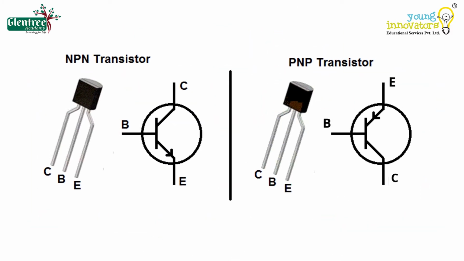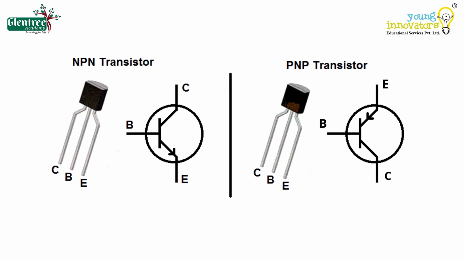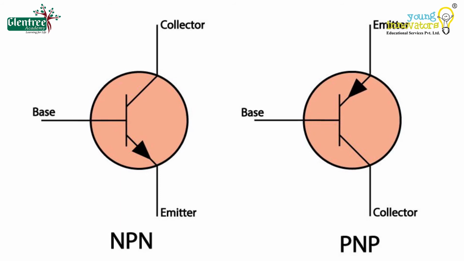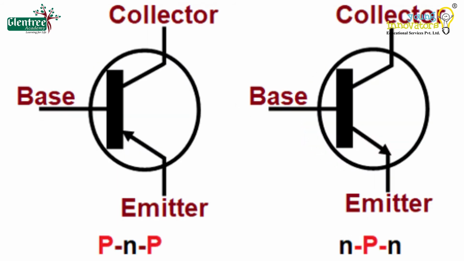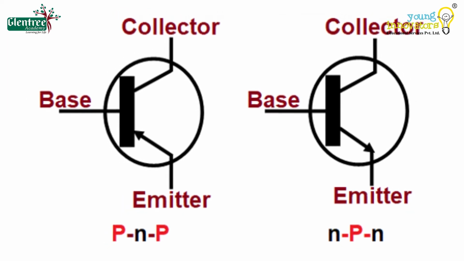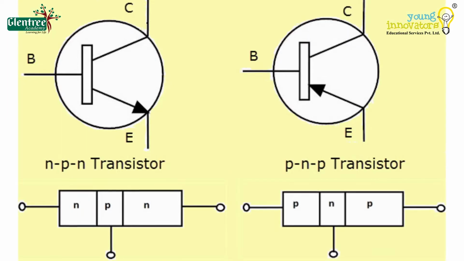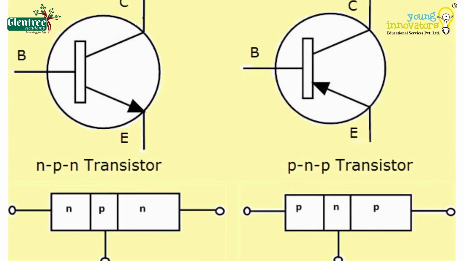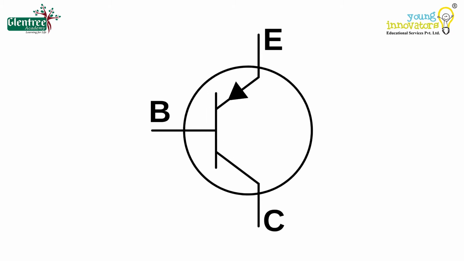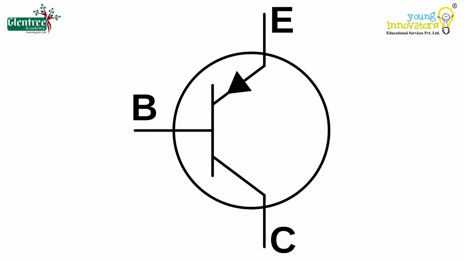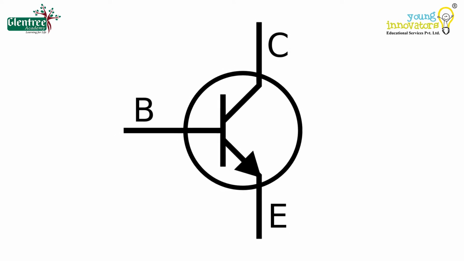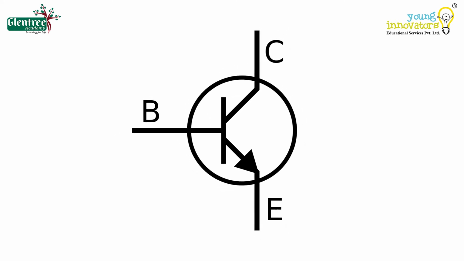You can see a PNP transistor and an NPN transistor on your screen. The symbol for the transistor is as shown. It can be differentiated as a PNP transistor or an NPN transistor based on the arrow mark that is present at the emitter terminal. If the arrow mark is pointing towards the base, then it is termed as a PNP transistor, and if the arrow mark is pointing away from the base, it is termed as an NPN transistor.